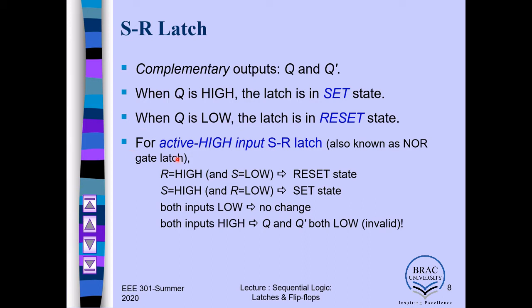The active high input SR latch is also known as the NOR gate latch. If we have R high and S low, then it is the reset state. If S is high and R low, this is the set state. If both inputs are low, then no change. If both inputs are high, then Q and Q prime are both low, which means invalid. So in latches we have an invalid state.